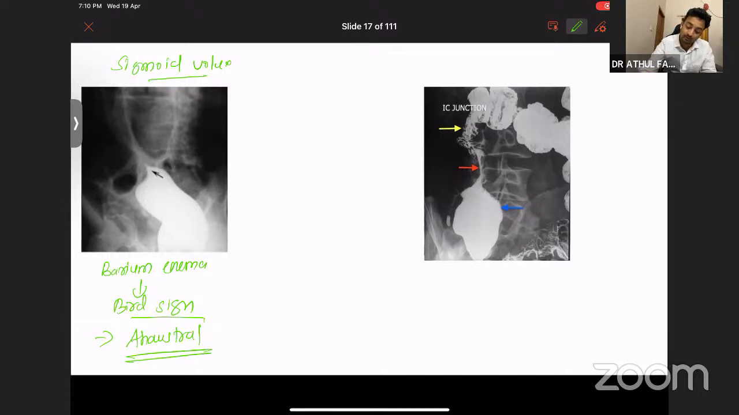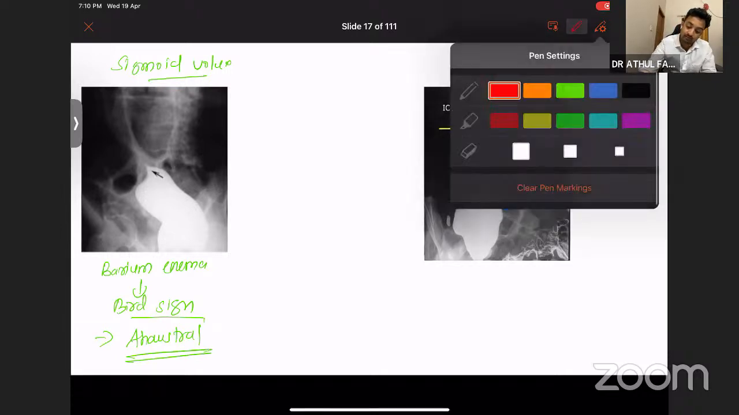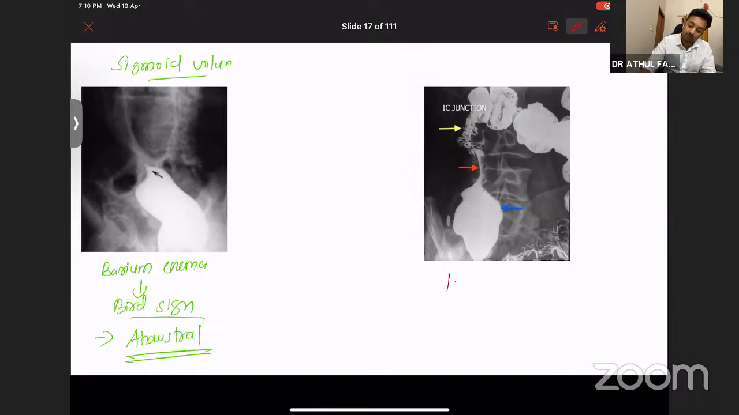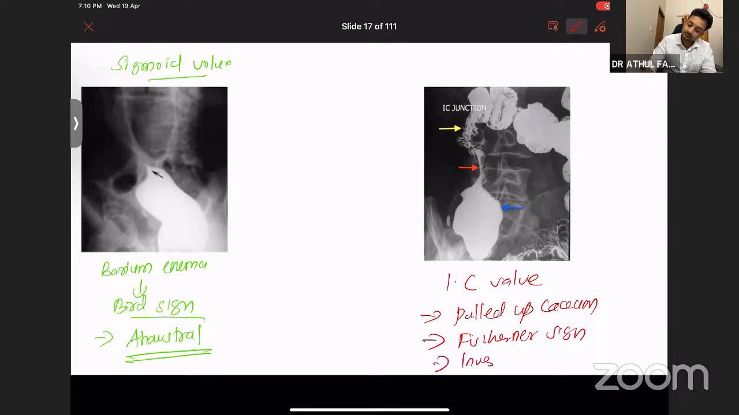And coming to ileocecal tuberculosis, a very, very important condition. There will be involvement of the IC valve. There will be thickening of the bowel loop, and in chronic cases, because of fibrosis and pulling, there will be a pulled up cecum. Also, you should know what is Fleischner sign, what is inverted umbrella sign. All these are very, very important in ileocecal tuberculosis.